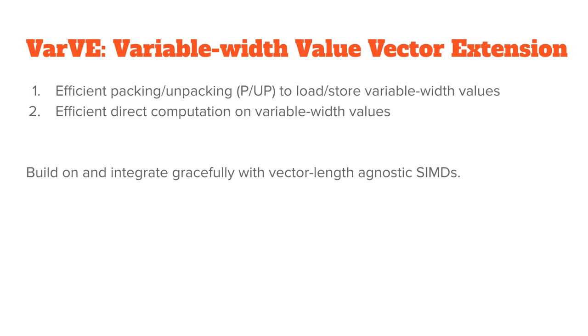It features mainly two parts, both built on and integrating gracefully with the vector length agnostic SIMDs. The first is efficient packing and unpacking, we call it PUP, to load or store variable width values. The second feature is efficient direct computation on the variable width values.